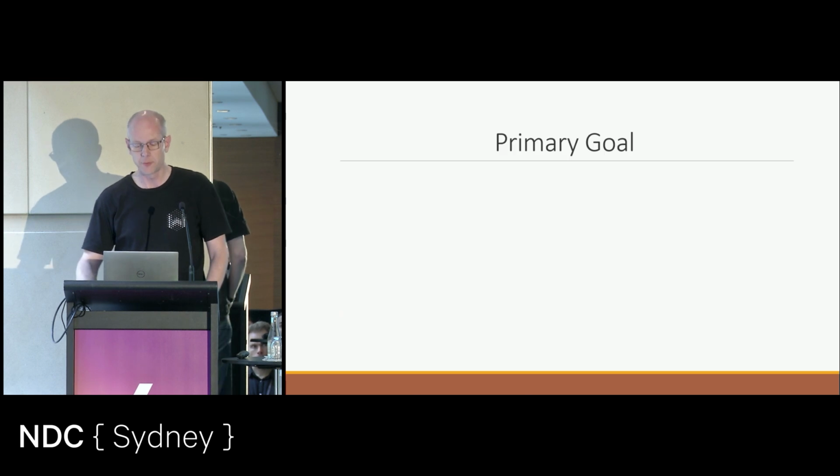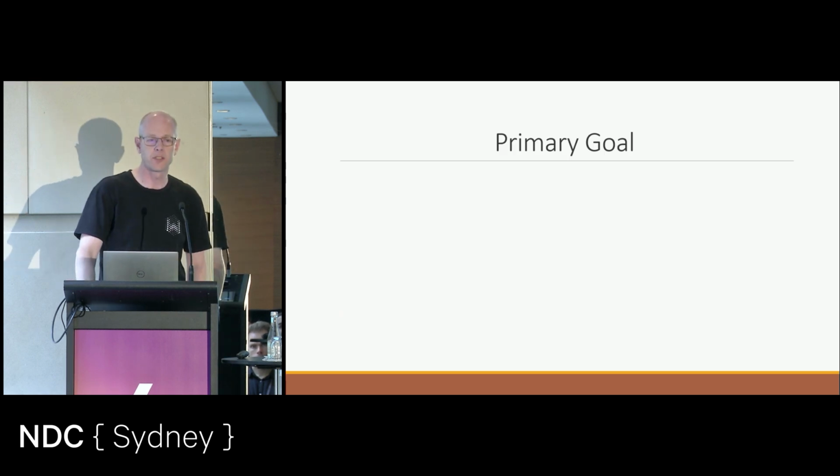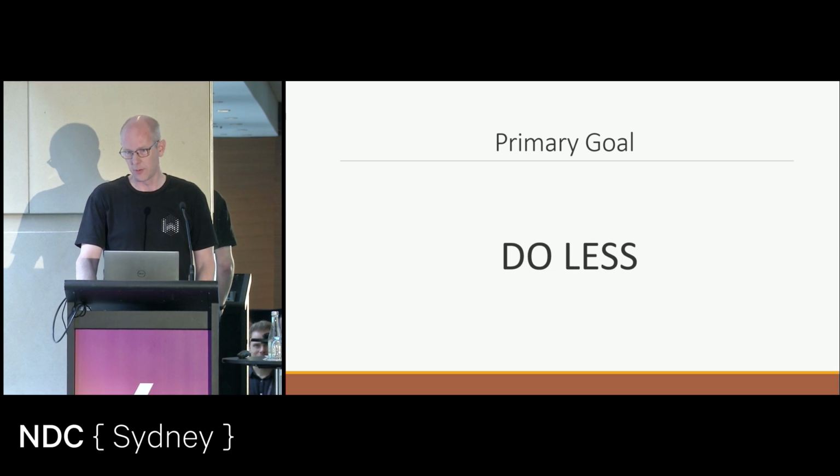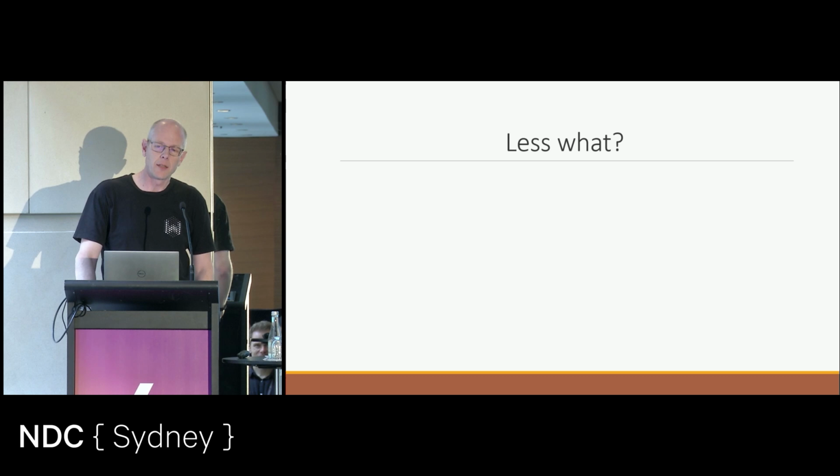Now, the obvious tip for any type of performance improvement, the primary goal is very simple. I know, genius. That's why I'm standing up the front and you're not. Do less, and that's a great tip, and at that point we could just stop the talk here and we're done because we've done less. In reality, is less what, right?